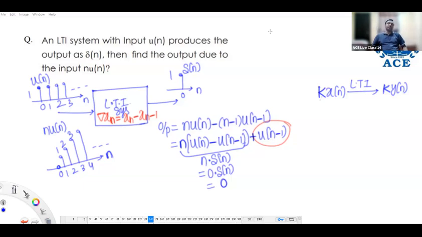For an LTI system, scaled input is scaled output if the scaling factor is a fixed number. It should not be a variable function of time.